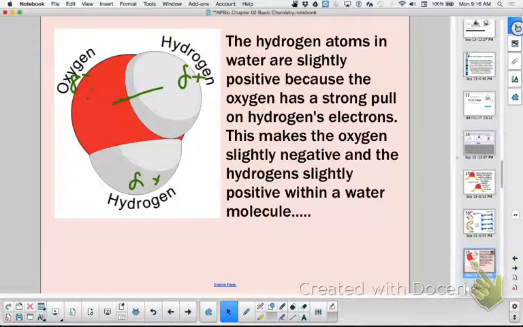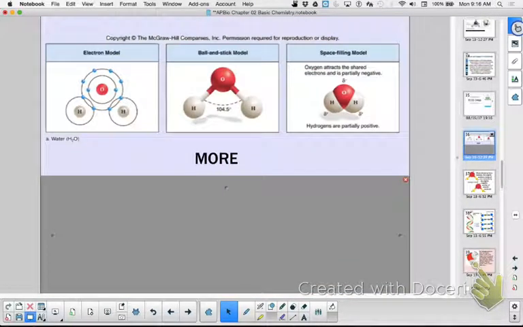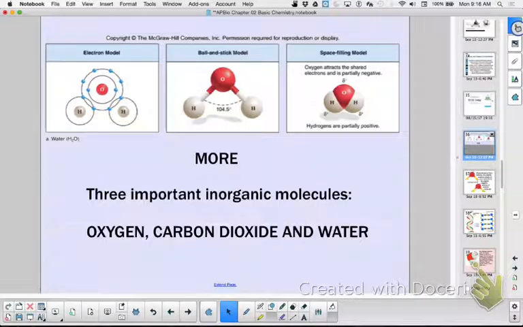arrange themselves so that the partial positive charges are attracted to the partial negatives. And when they do that, and here I'm just going to back up here so we can look at this. When we looked at, we can see how hydrogen and oxygen are sharing and the arrangement of that bond. And we reviewed also the 3 important inorganic molecules.